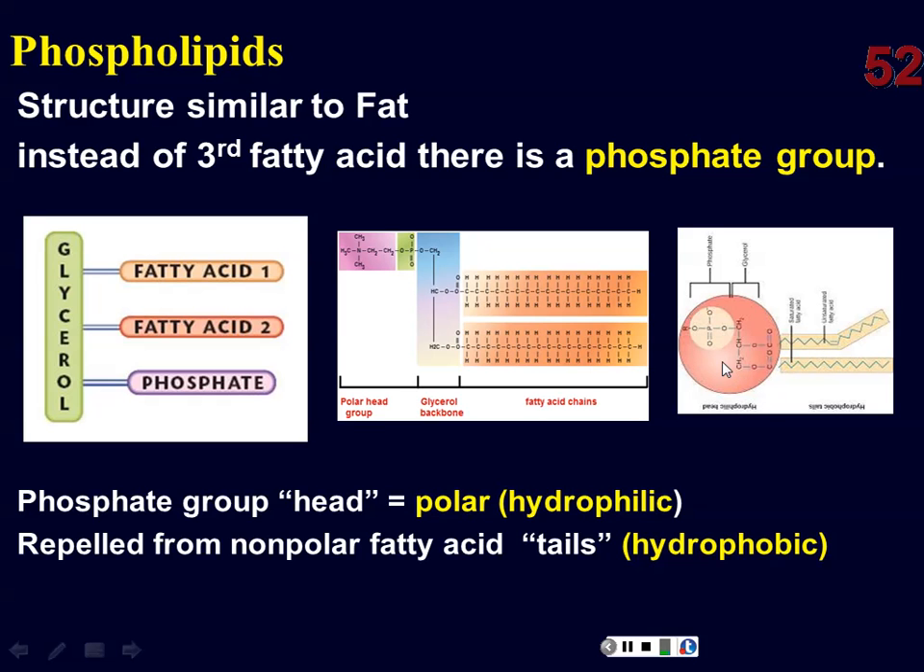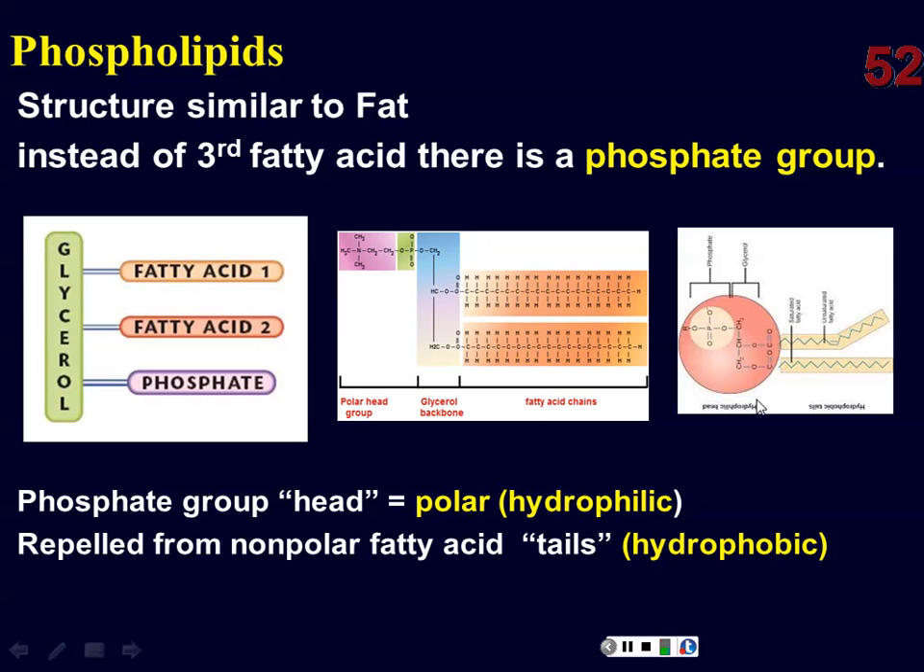The phosphate is polar. The fatty acids are nonpolar. So when you look at this molecule, we refer to the phosphate as the head of the molecule, and it's polar. And we refer to the fatty acids as the tails of the molecule, and they are nonpolar. So the tails are going to be hydrophobic, and the head is going to be hydrophilic. So now this molecule has some polar regions.